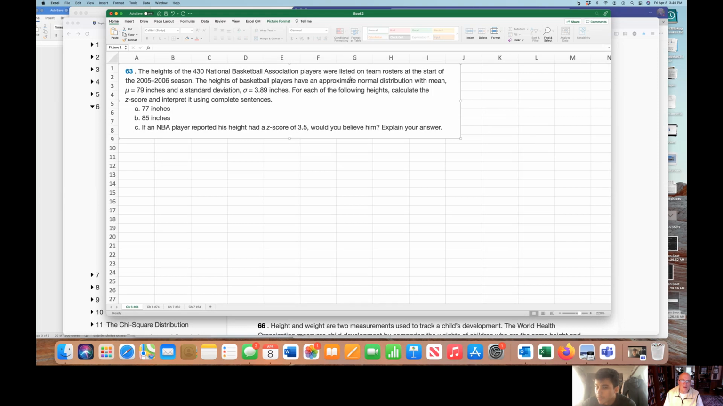Okay, the heights of the basketball players has an approximate normal distribution with a mean of 79 and a standard deviation of 3.89 inches. For each of the following heights, calculate the z-score and interpret it using complete sentences. So we have mean equals 77 inches. The standard deviation. Well, the mean is actually 79. 79, yeah, I see it. Equals 3.89.